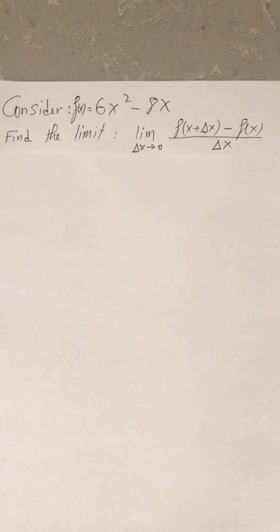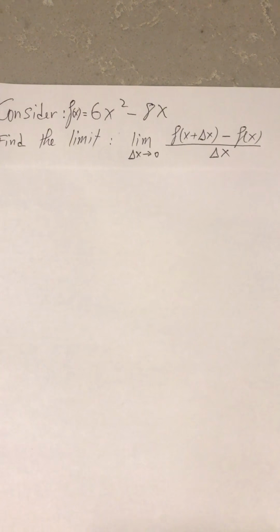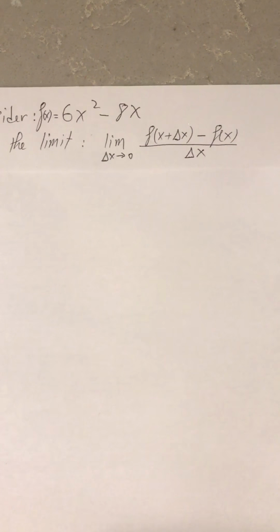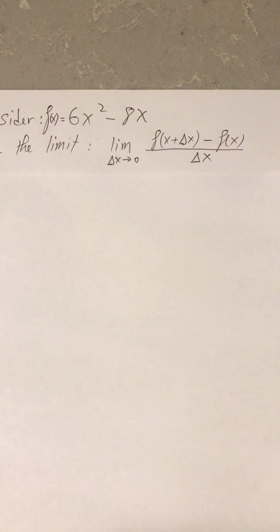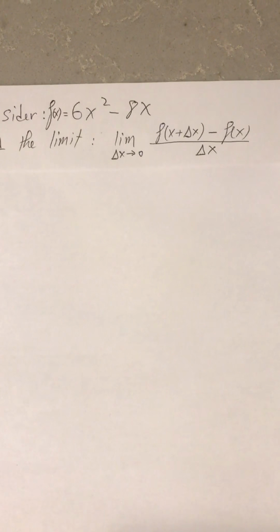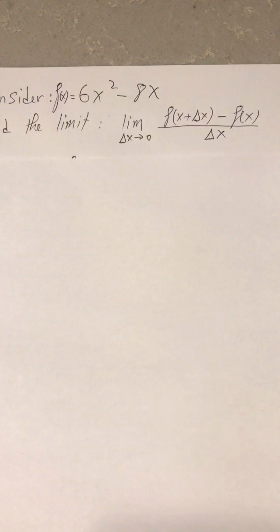Let's consider f of x is 6x squared minus 8x, and let's try to find the limit when delta x goes to 0 of f of x plus delta x minus f of x over delta x. Let's do this in two steps.